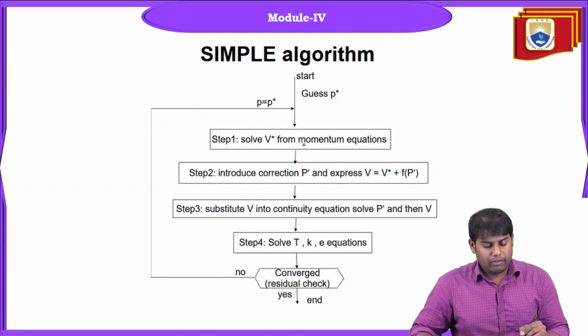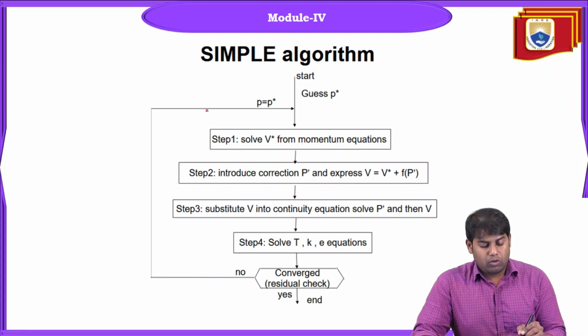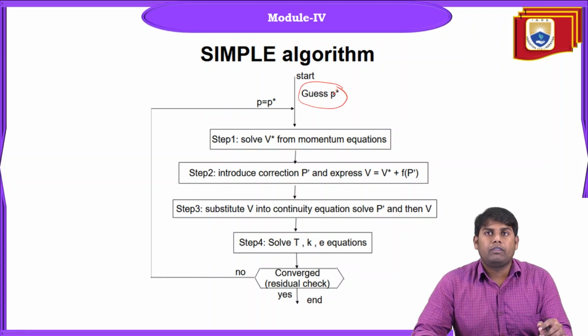If we revise the SIMPLE algorithm, how it starts is with the guess value p star. The guess, in the sense what? Basically, first you need to know the initial conditions and the boundary conditions for CFD. When you are performing any CFD simulation, you require initial conditions and boundary conditions.